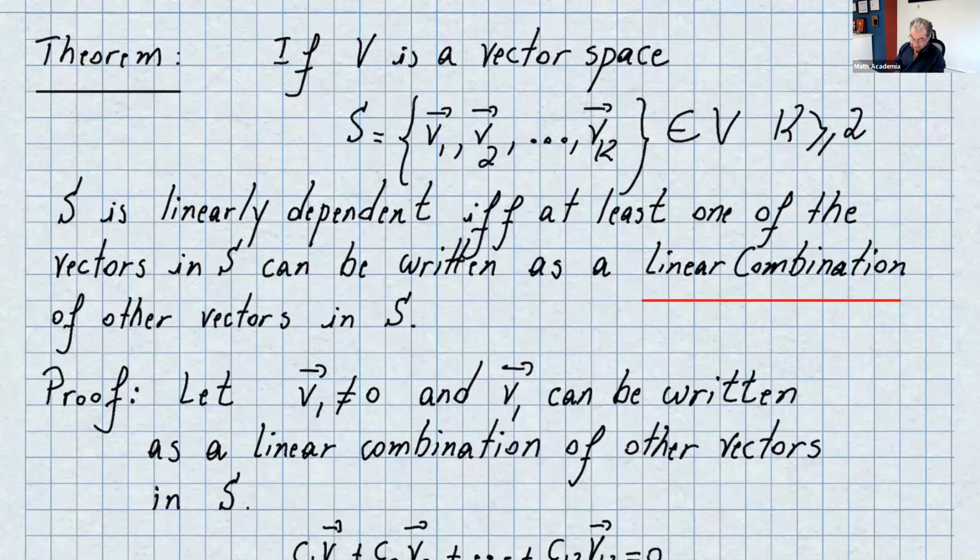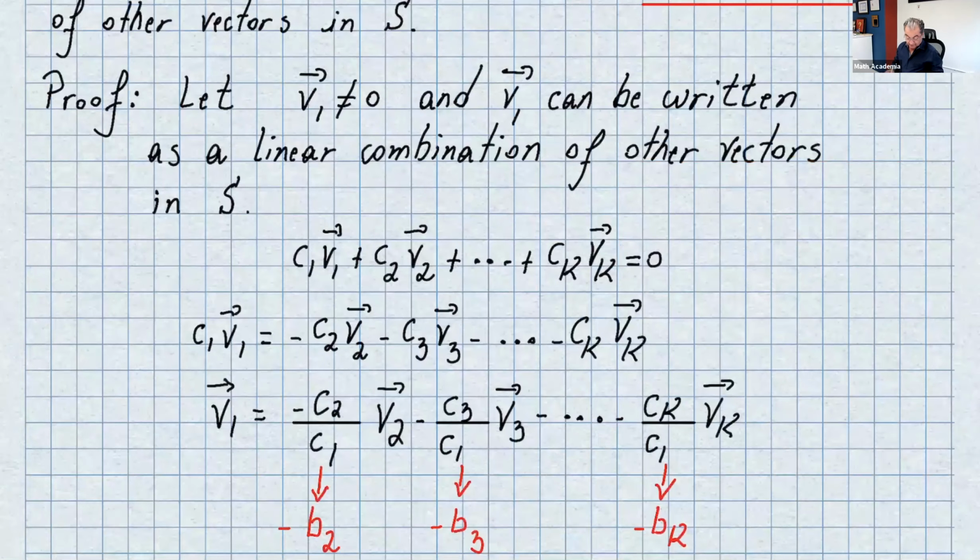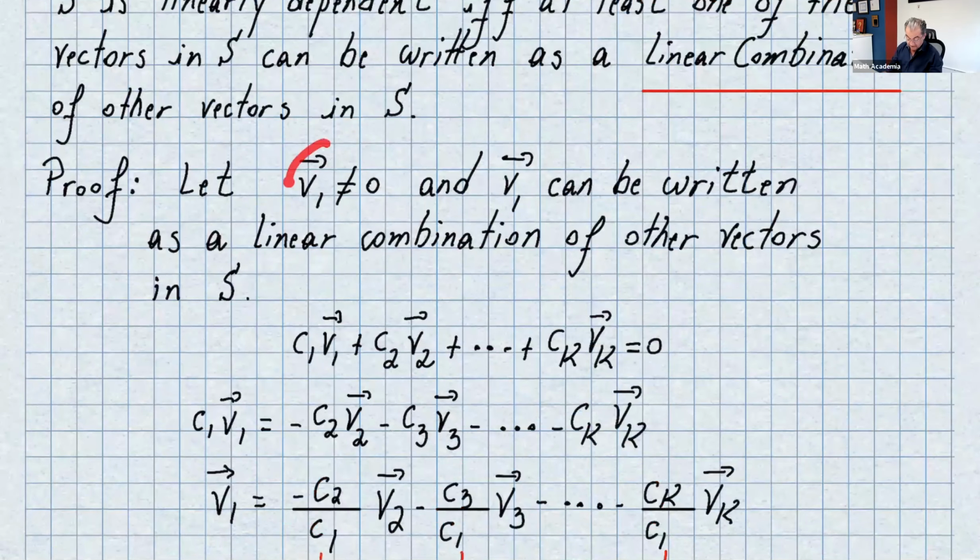Next, if V is a vector space, so again, we know S is in V, and we have k vectors, k is greater than or equal to 2. S is linearly dependent if and only if at least one of the vectors in S can be written as a linear combination of the other vectors in S. Let's go over the proof of that. I picked vector 1 to not be equal to 0, and I showed vector 1 can be written as a linear combination of the other vectors. So let's go over that.